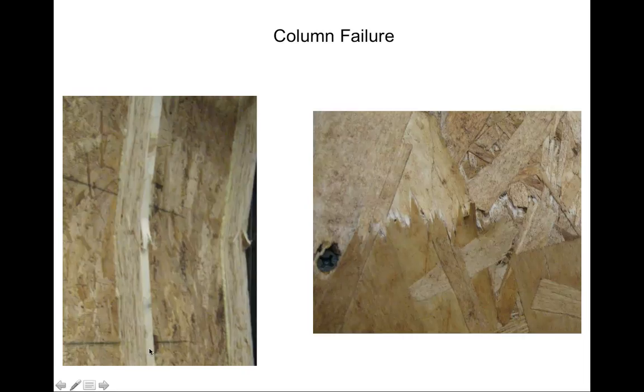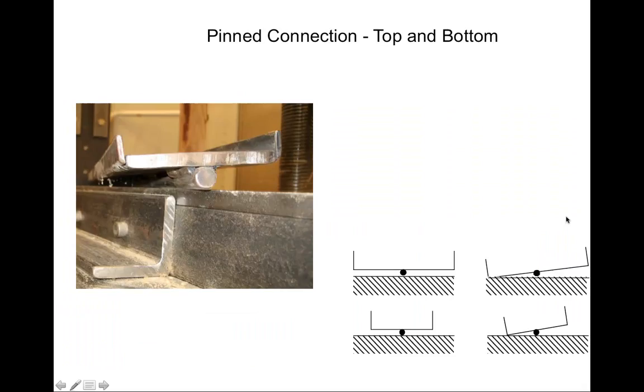Here are the failed columns. And by the way, these columns were able to support anywhere, say, between 17,000 pounds and above that. So they're fairly rigid and fairly strong columns. But here's showing the columns after buckling. Here's showing how the OSB basically failed in this case.